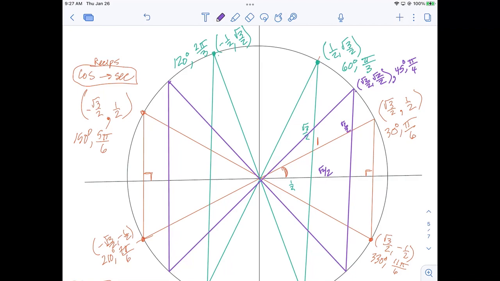What's the secant of pi fourths? Square root of 2. And what's the cosecant of pi fourths? Square root of 2. Right. But the cotangent of pi fourths is what? 1. And the sine of pi fourths is what? Square root of 2 over 2. But the cosine of pi 6 is still what? Square root of 3 over 2.